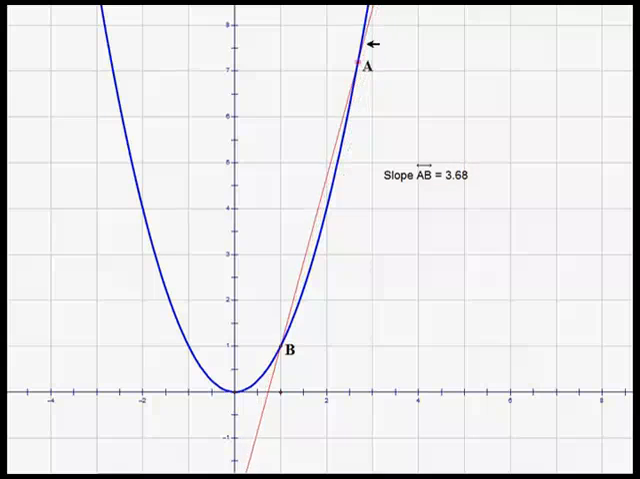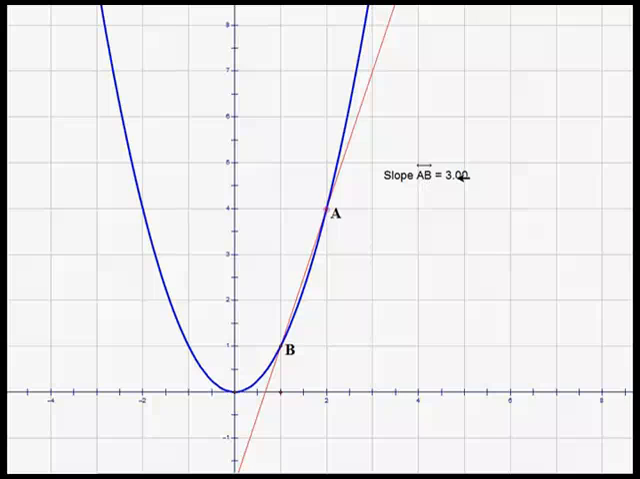So anywhere else on the blue parabolic curve I have here, I have this other point A. If I have point A way up here, I can connect those two points with a secant line, and I have an estimate of the slope of that tangent line. Well, it's not a tangent line yet because it does cut through the curve. That's why it's a secant line. The slope of that red line, AB, is 3.64. That's a decent estimate, but we get a better estimate if I slide point A down the curve closer to point B.